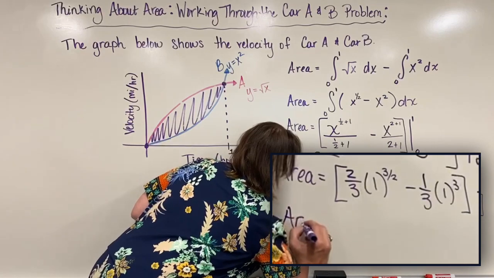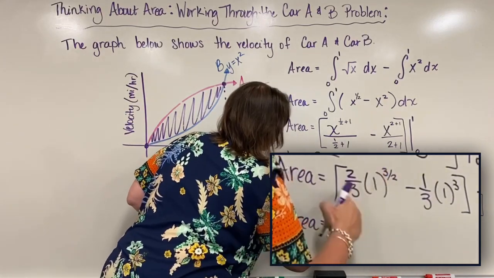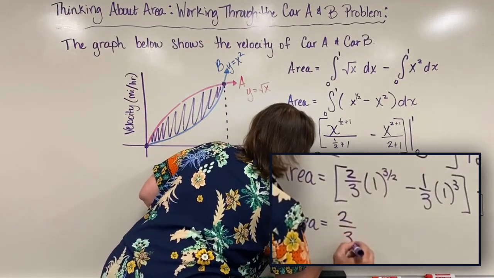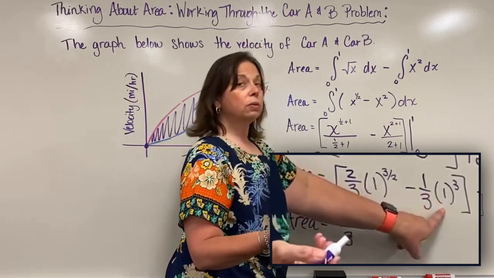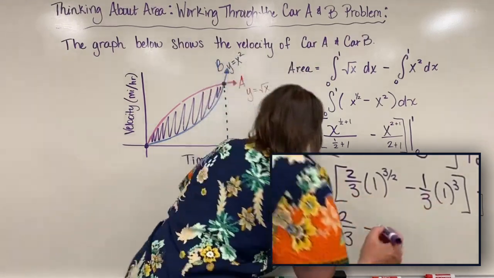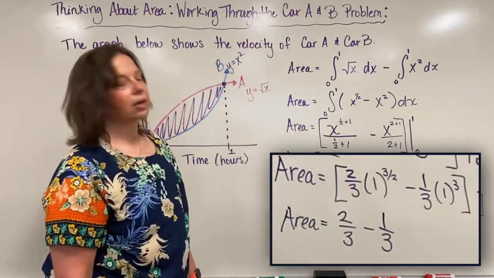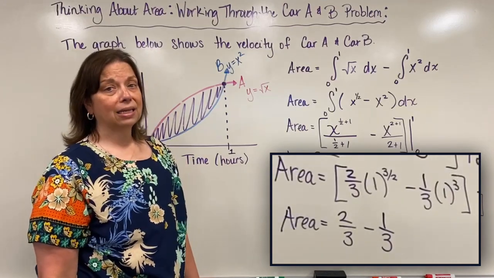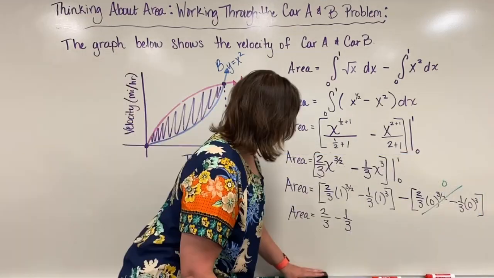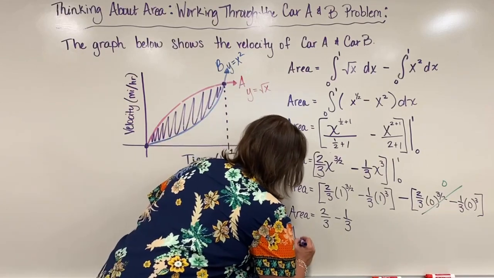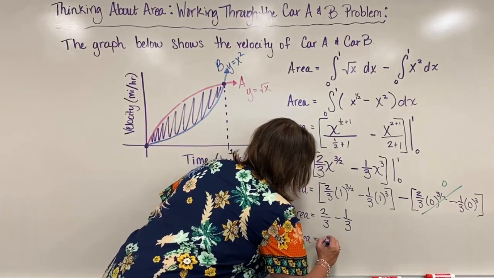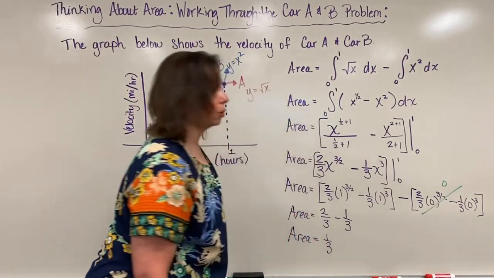So I have my area is equal to, so this piece will give me 2/3 minus, over here 1 cubed is still 1 times the 1/3. So now I have that my area is 2/3 minus 1/3. So when I simplify that, I end up with the final result of area is equal to 1/3.